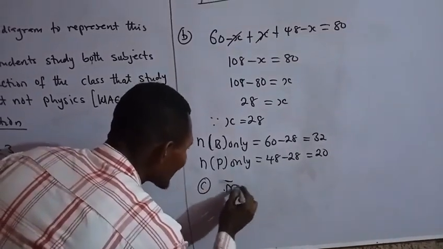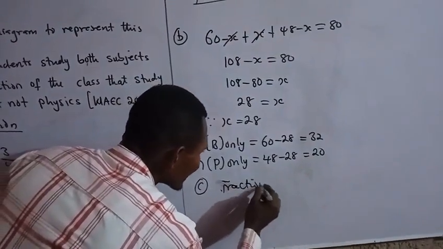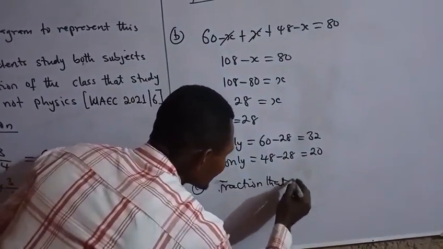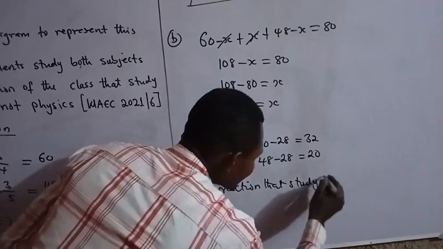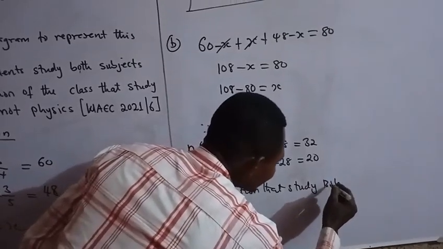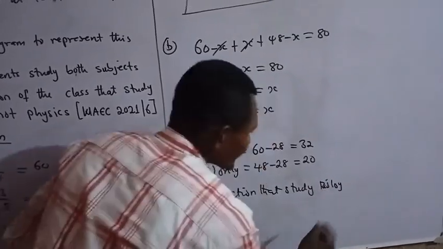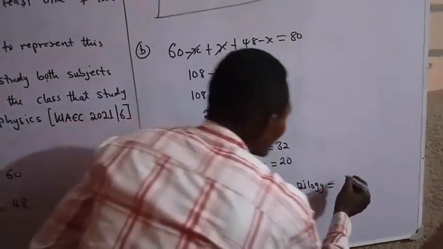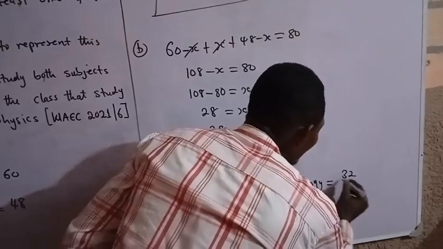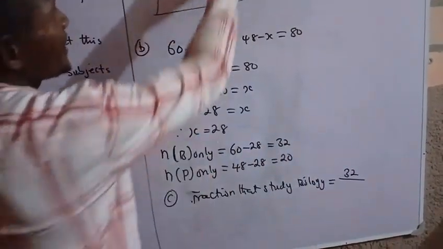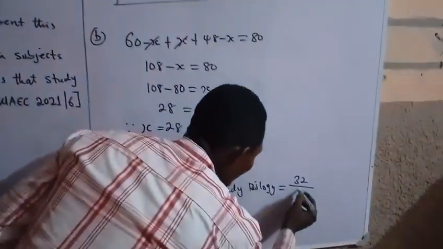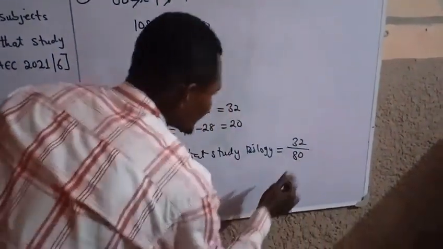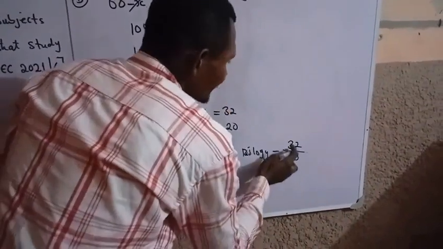Now, the C, we are looking at the fraction that study biology. It is equal to 32 out of the total number of students in the class, which is 80. So this will be 32 over 80.